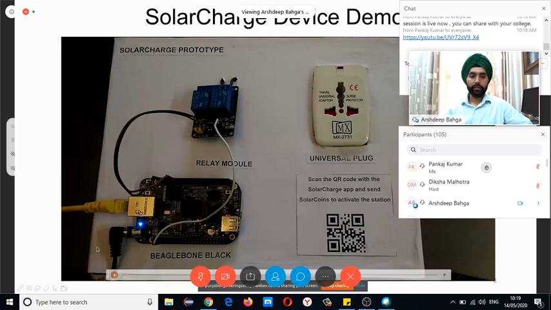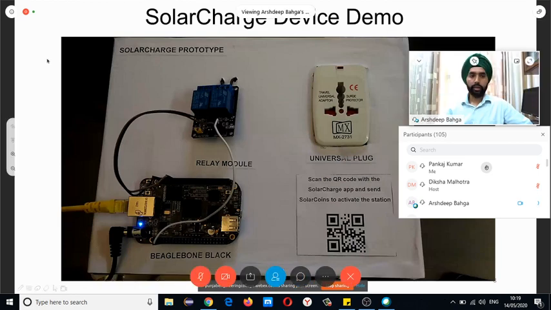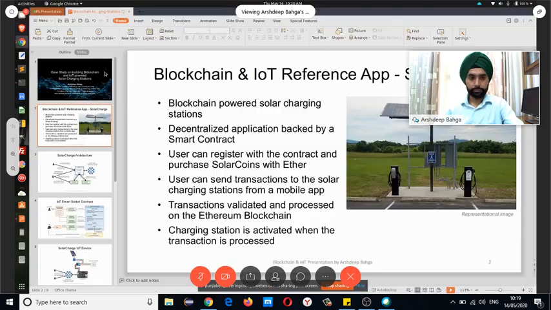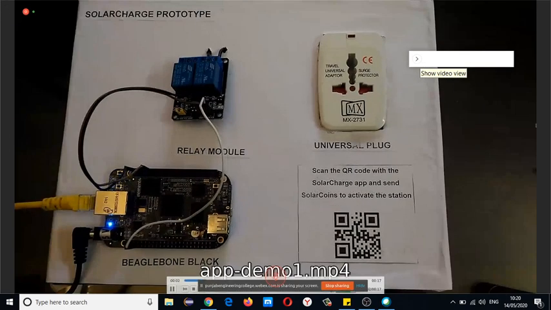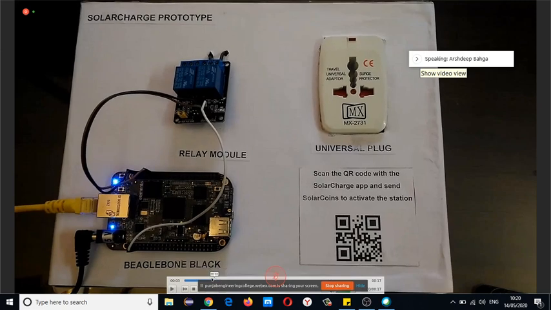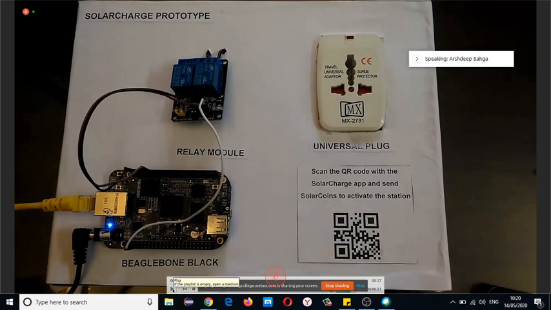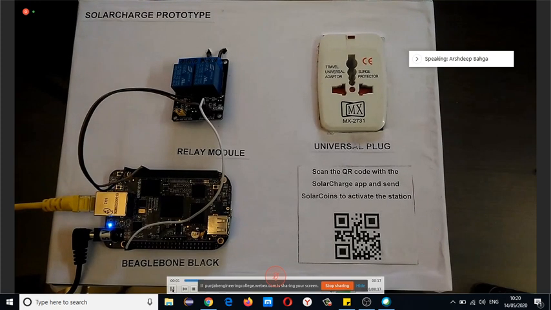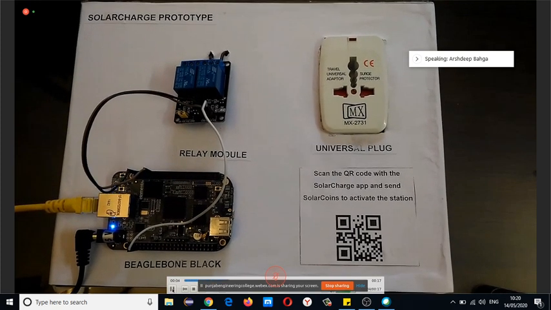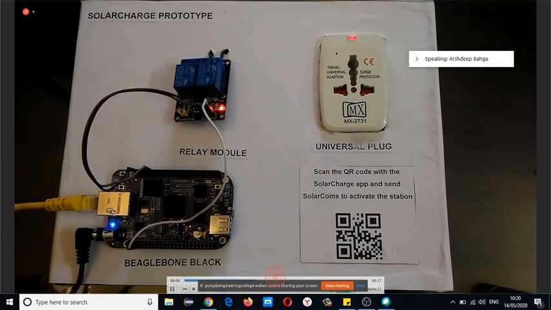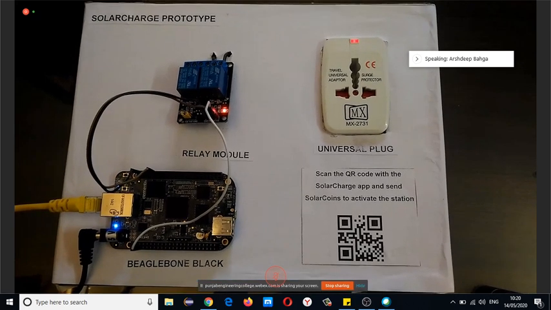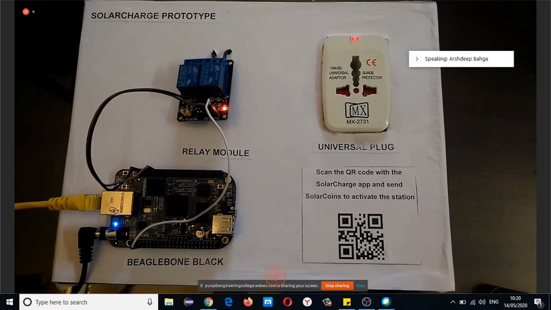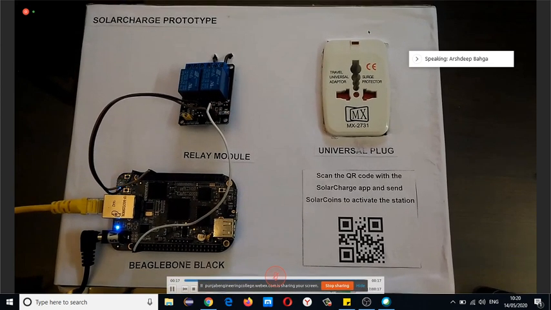Now let's look at the demo of the actual device. So this is the demo of the actual device. What we have here is a BeagleBone Black device, a relay module, and a universal plug. It is monitoring the status of the contract. Now once a user makes a payment, see that this got activated. The relay module got activated and the connected plug got activated. Now the user can plug in the device and charge it. It will remain active for a certain duration, and now it got deactivated.